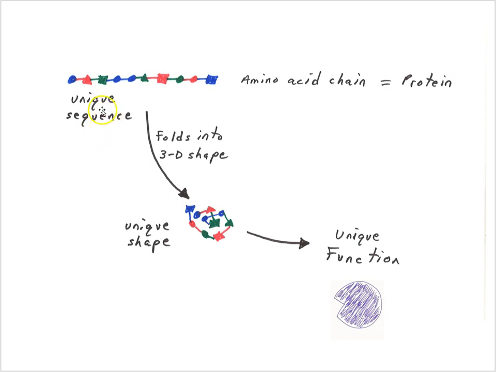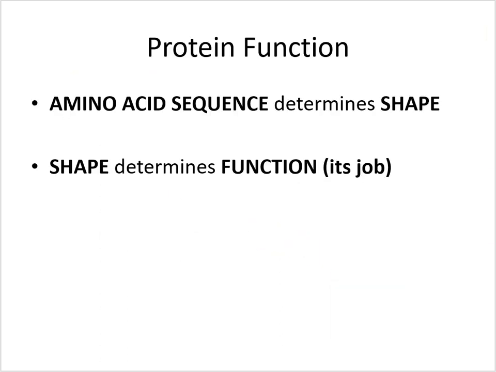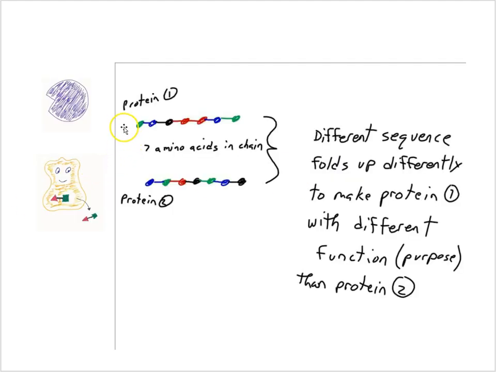Here's yet another look at this, indicating that the sequence of these amino acids is going to determine how that chain folds up, and how that chain folds up will determine the function of the protein. So this is an important point about proteins. The amino acid sequence determines the shape, and the shape determines the function or the job of the protein. So if we had two different proteins, then they are performing different jobs because they have different sequences of amino acids, which will fold up into different shapes, and the different shapes is what gives these different proteins their different jobs.